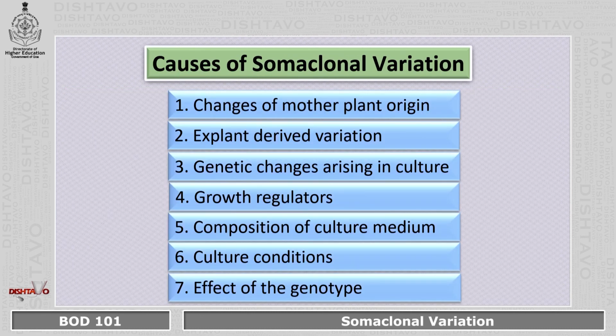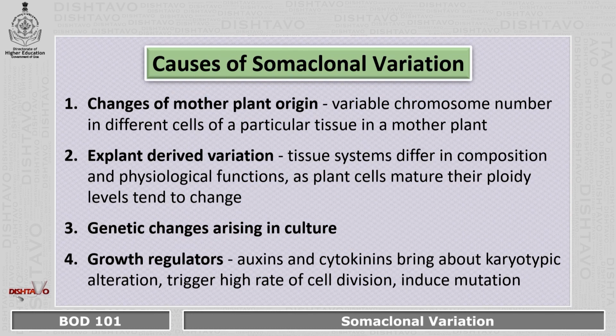The causes of somaclonal variation are changes of mother plant origin, explant-derived variation, genetic changes arising in culture, growth regulators, composition of culture medium, culture conditions, and effect of the genotype. Changes of mother plant origin: the variable chromosome number in different cells of a particular tissue in a mother cell may cause somaclonal variation.